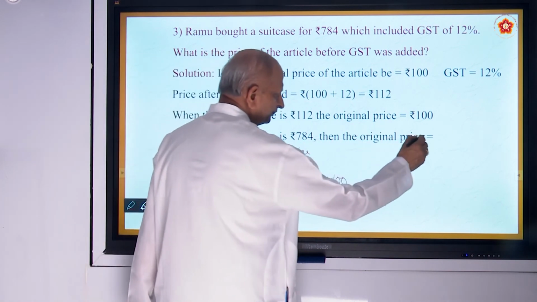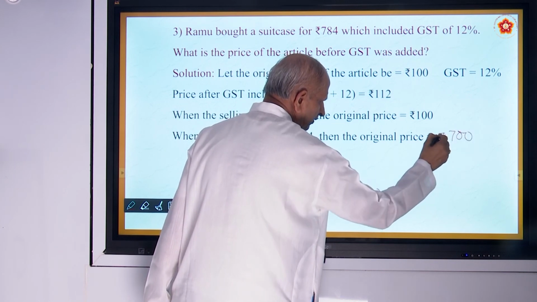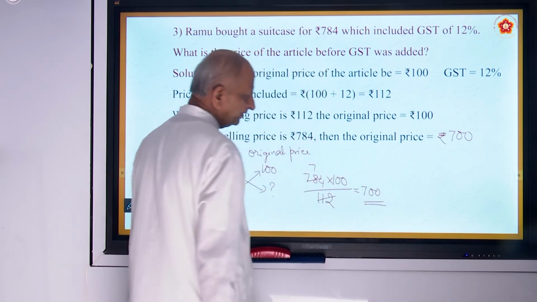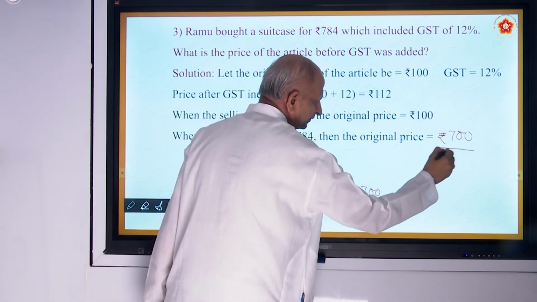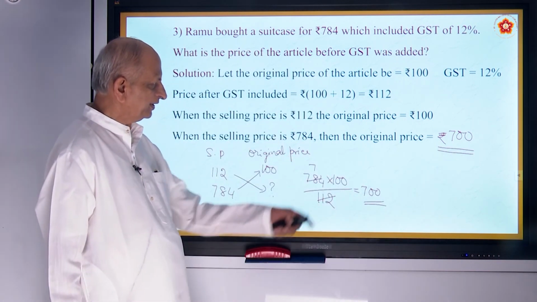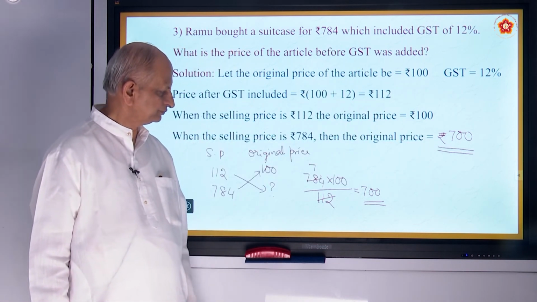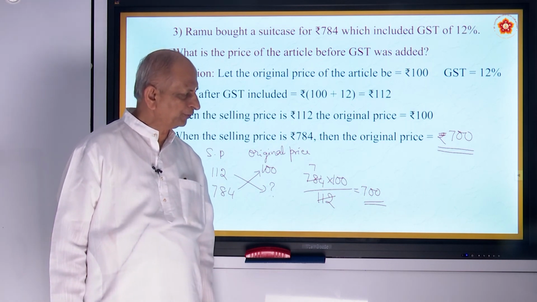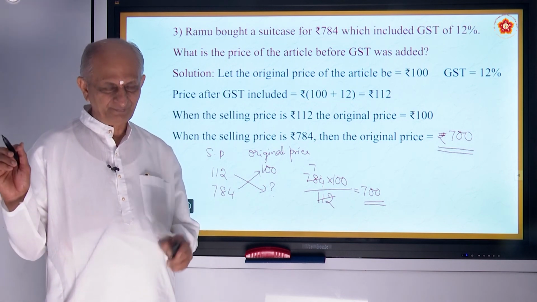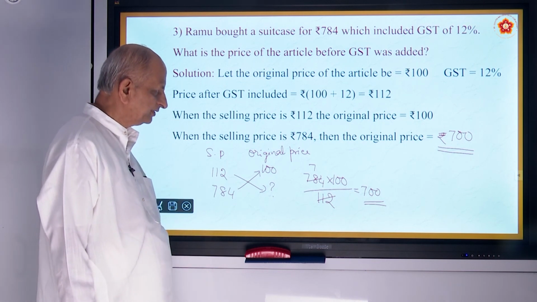So the answer is rupees 700. That is the original price. The GST charged is 12%. So if you add that 12% to this, that will be 784. Correct? So this is a very beautiful question. Don't forget that, especially business people, you should know it. Okay? Very nice. Shall we go to the home assignment?